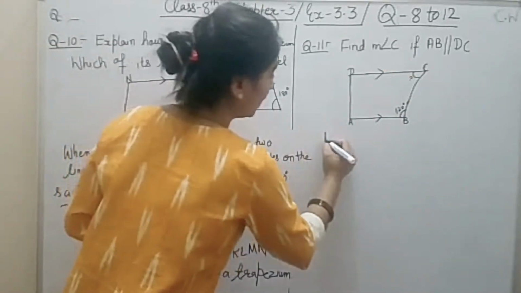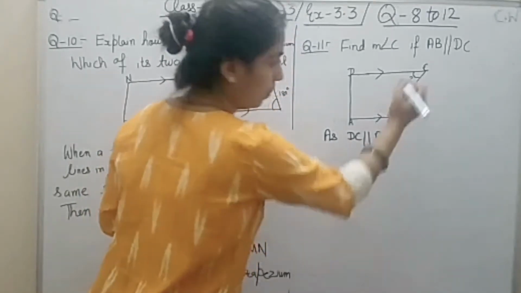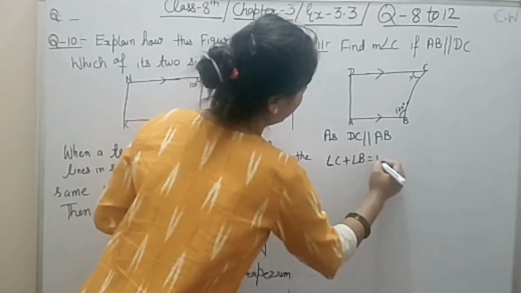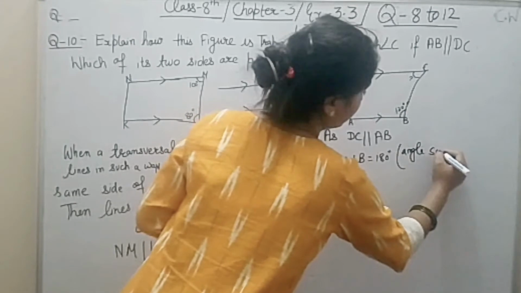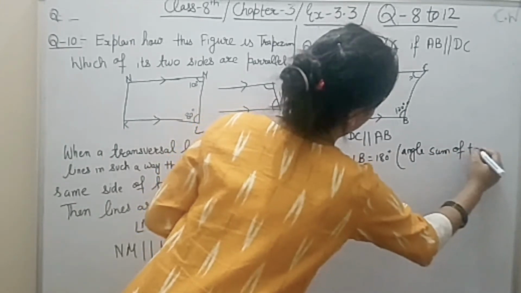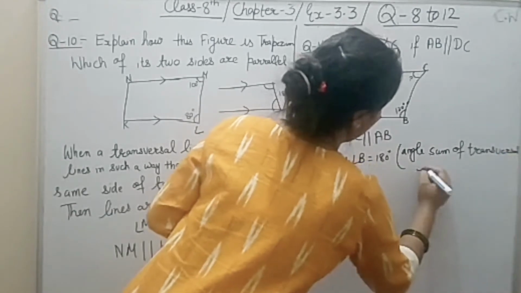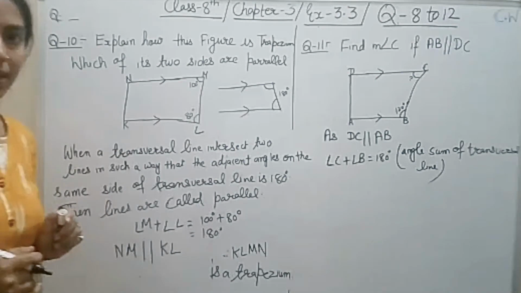Let's quickly have a look. As DC is parallel to AB, angle C plus angle B is equal to 180 degrees because of the angle sum of the transversal line. You can write this, beta, the transversal line angle sum is 180 degrees. Yes, you can write this property in a short manner as well, right?